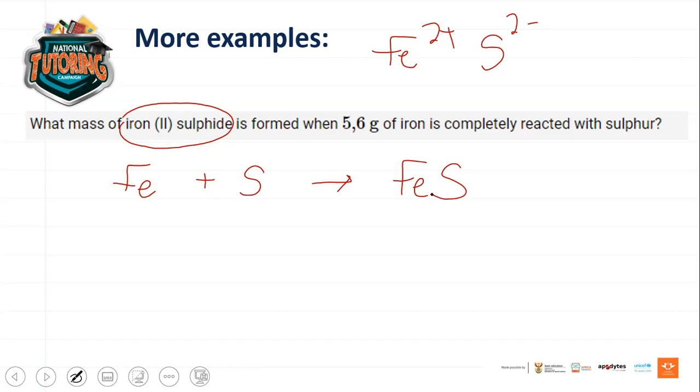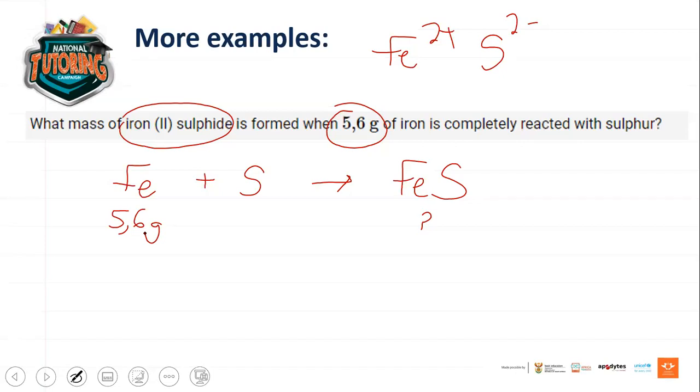Okay. So it's asking us, what is the mass of iron 2 sulfide formed when, so they want to know how much of this are we going to get? And this is what stoichiometry is all about. How much of that are we going to get in grams, in mass, when I have 5,6 grams of iron? Now, how much iron sulfide am I going to get? Note how I wrote the mass of what we were given under the element concerned. We were given 5,6 grams of iron.